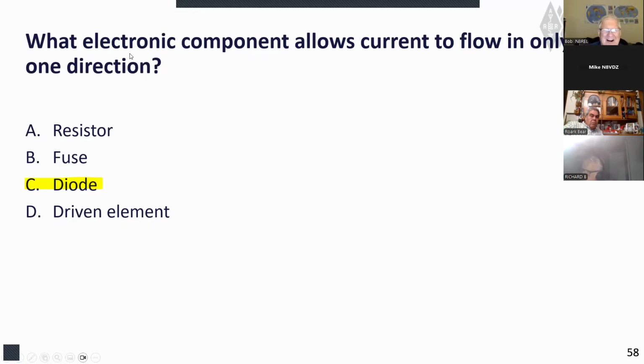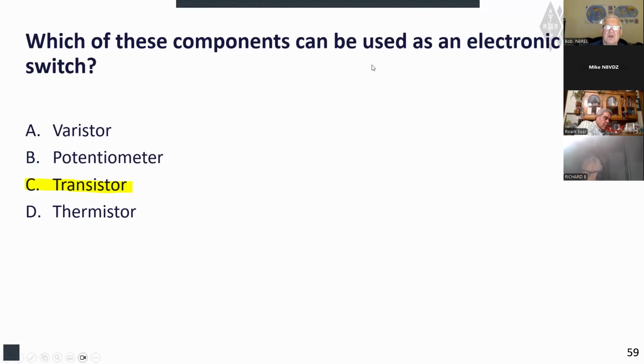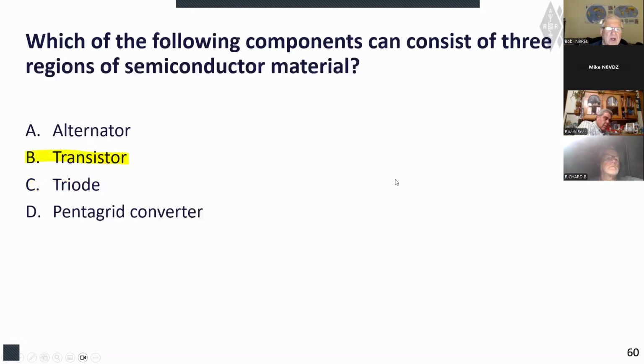Okay. All right. What electrical component allows current to flow in only one direction? And that's a diode. That's an important thing that a diode does. Okay, and what component can be used as an electronic switch? A transistor. A transistor can be used as a switch. And which of the following components consists of three regions of semiconductor material? And that's what a transistor is. It's three regions of semiconductor material.